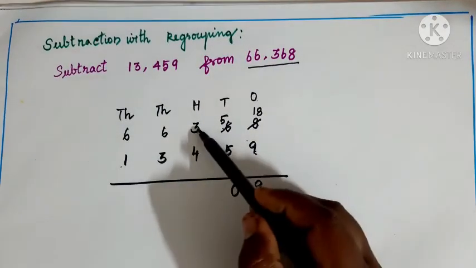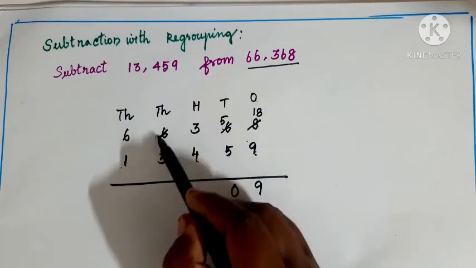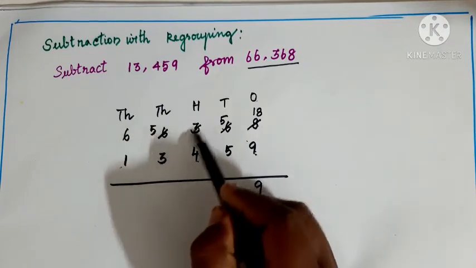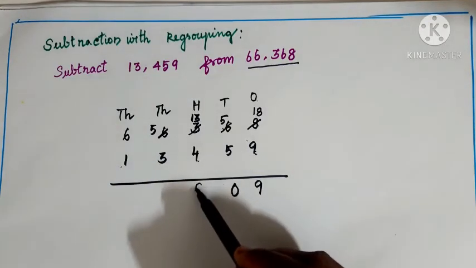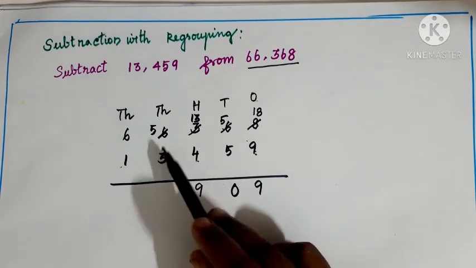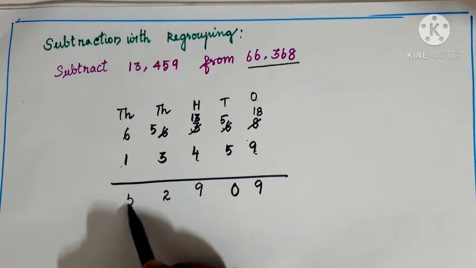Now here the same, 3 and here it is 4. So it won't go. So I go here. This will become 5 and this will become 13. 13 in the mind, take 4 fingers. 13 before, 12, 11, 10, 9. Okay. So 5 minus 3 is 2. 6 minus 1 is 5.